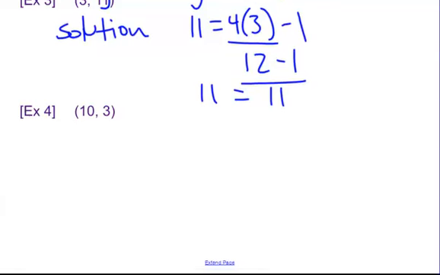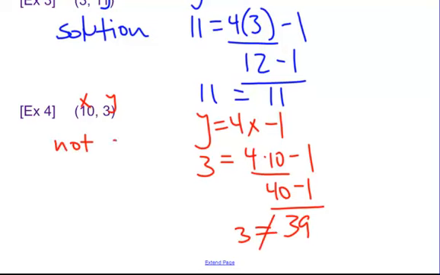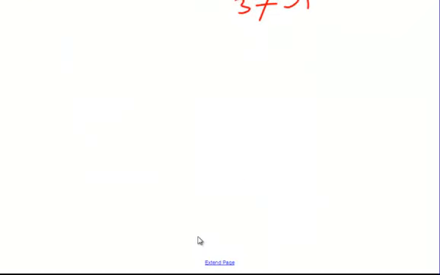Let's take a look at number 4. Again, we're going to use y equals 4x minus 1. So we're going to plug the 3 in for y. Remember, that's x comma y. Equals 4 times 10 minus 1. 4 times 10 is 40, minus 1 is 39. And 3 does not equal 39. So this is not a solution. And again, let's try to graph that. So let's see. y equals 4x minus 1.